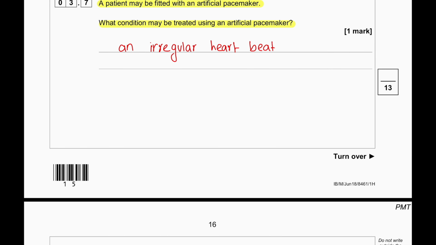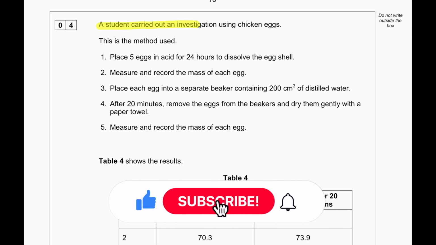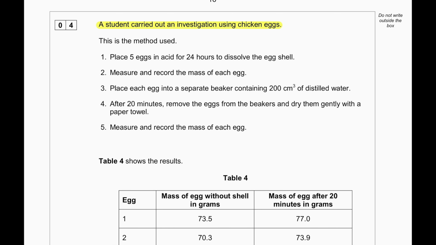A student carried out an investigation using chicken eggs. This is the method used. Place 5 eggs in acid for 24 hours to dissolve the eggshell. Measure and record the mass of each egg. Place each egg into a separate beaker containing 200 cm³ of distilled water. After 20 minutes, remove the eggs from the beakers and dry them gently with a paper towel. Measure and record the mass of each egg.